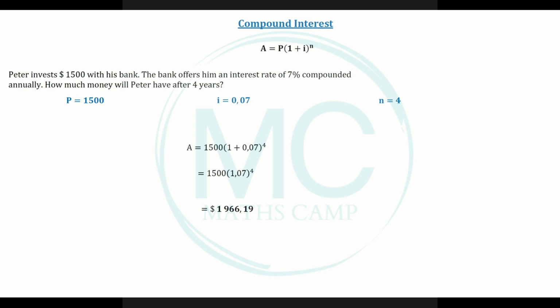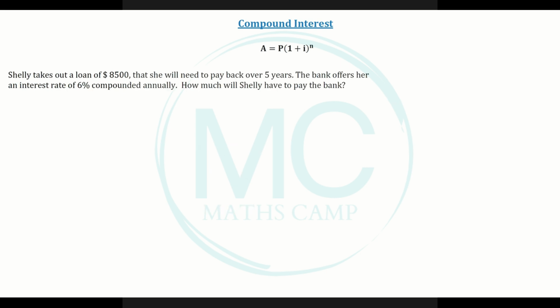Let's do another one. Shelley takes out a loan of $8,500 that she will need to pay back over 5 years. The bank offers her an interest rate of 6% compounded annually. How much will Shelley have to pay the bank? This question is asking us to find the amount that Shelley owes the bank. So again, we need to solve for A.